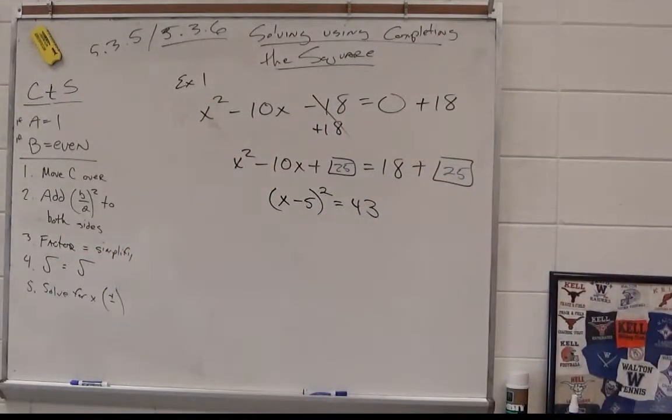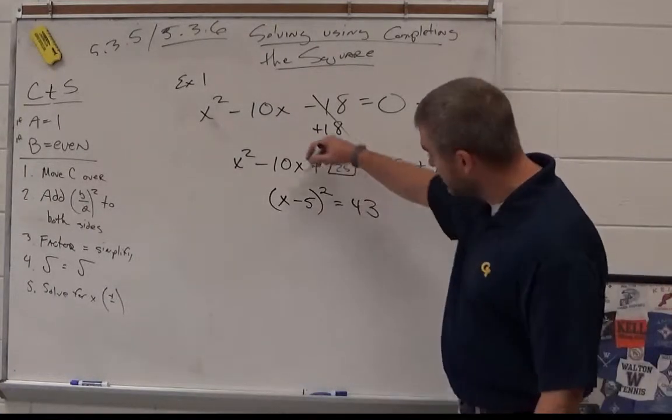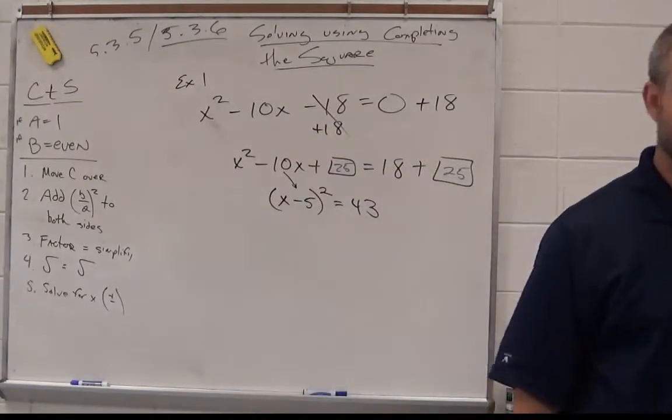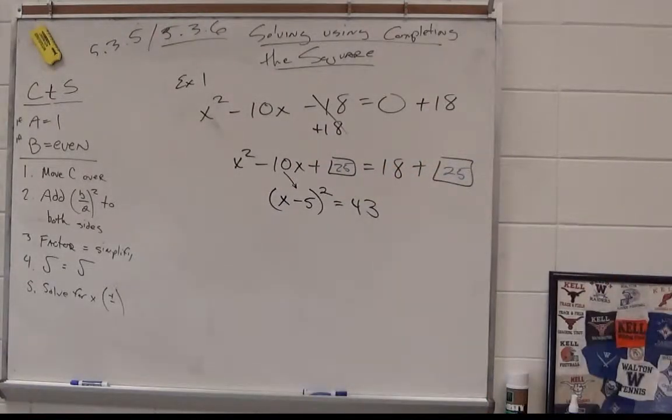We factor the left-hand side into x minus 5. How do we know it's minus 5 right here? What's half of negative 10? Negative 5. We do the half of negative 10. How did I get 43? Where did 43 come from? We add 18 and 25 and we get 43.